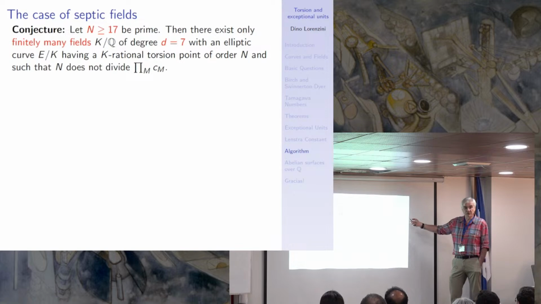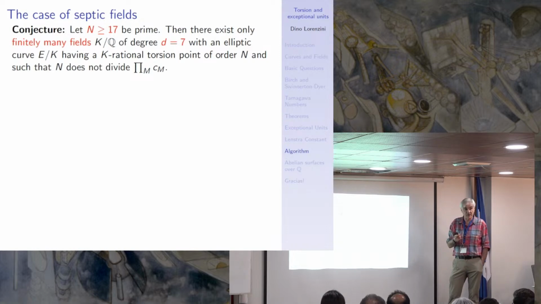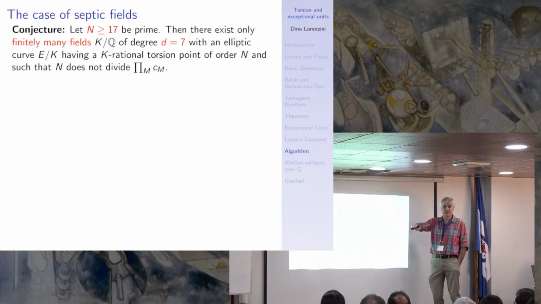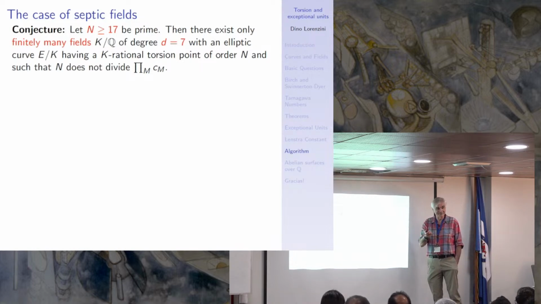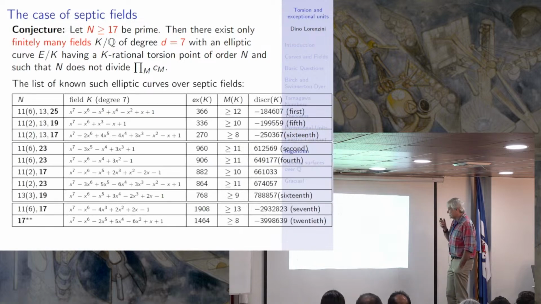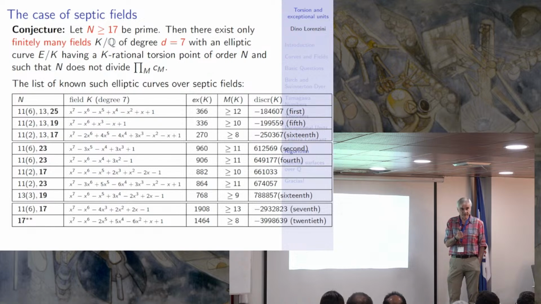So I'm going to just end with the case of septic fields, where it's a conjecture because I cannot prove what I want about the Lenstra constant, right? So if I could prove the cutoff for the Lenstra constant, then I would get finiteness here. But I can still search, right? All right, so here's the complete list, I believe, of elliptic curves and fields over which there is an exception, right? So first, it's short.